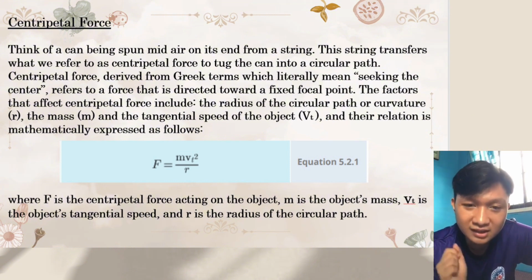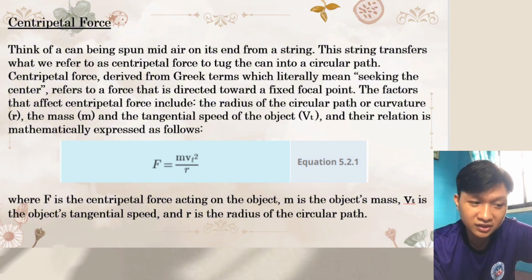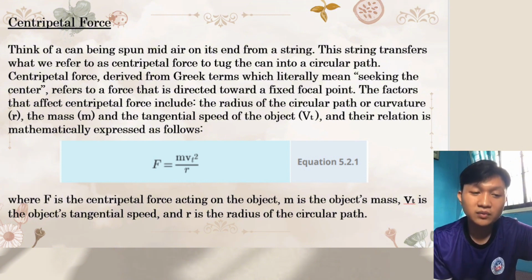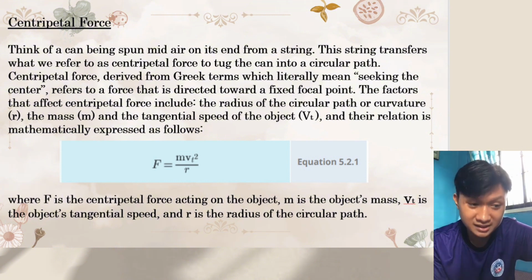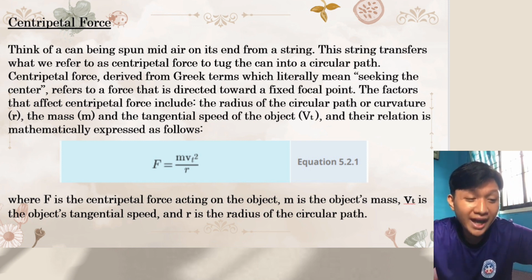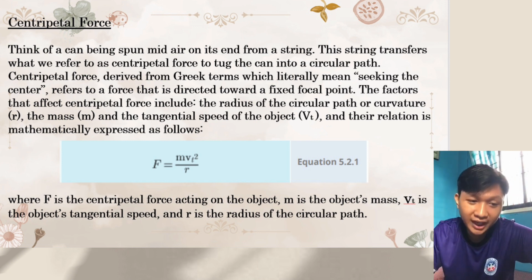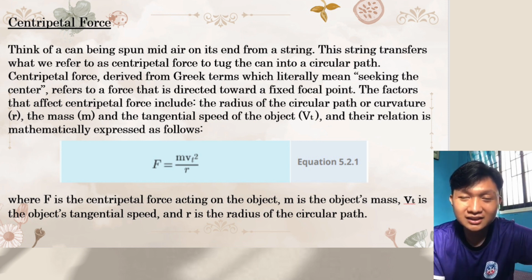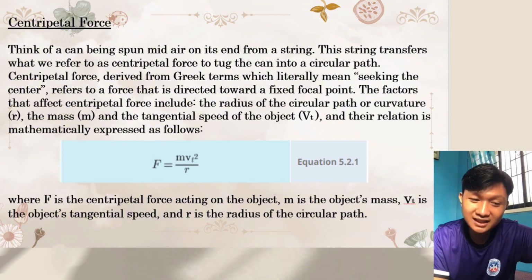The factors that affect centripetal force include the radius of the circular path or curvature, the mass, and the tangential speed of the object. Their relation is mathematically expressed as follows: force equals mass times velocity squared over radius, where F is the centripetal force acting on the object, M is the object's mass, V is the object's tangential speed, and R is the radius of the circular path.